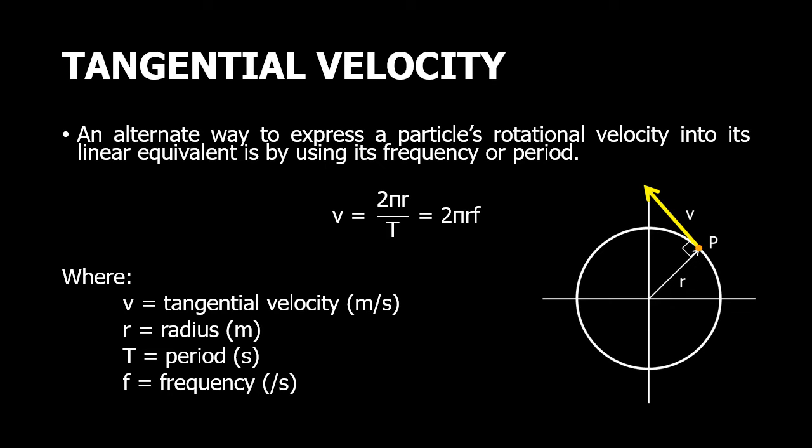So an alternate way to express a particle's rotational velocity into its linear equivalent is by using its frequency or period. So yung frequency and period, yung mga concepts na yan, pag-uusapan natin yan ng mas malalim in lesson 4 in uniform circular motion. However, if we apply those concepts, we will also have another formula nga for tangential velocity, which is V equals 2 pi r divided by t, which is also equivalent to 2 pi rf, wherein V is your linear velocity measured in meters per second, r is your radius measured in meters, t is your period measured in seconds, and f is your frequency measured in per second.